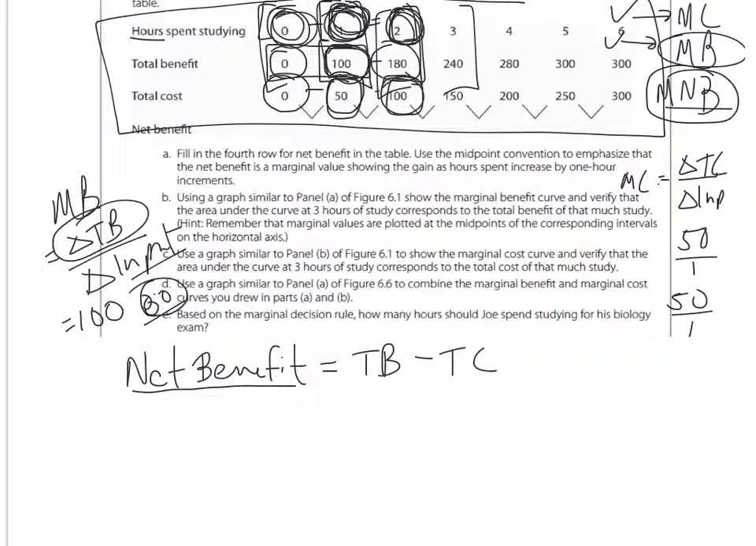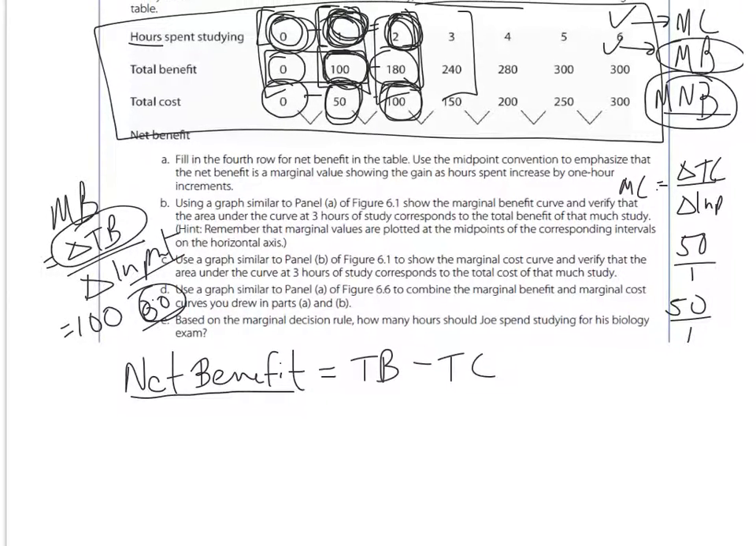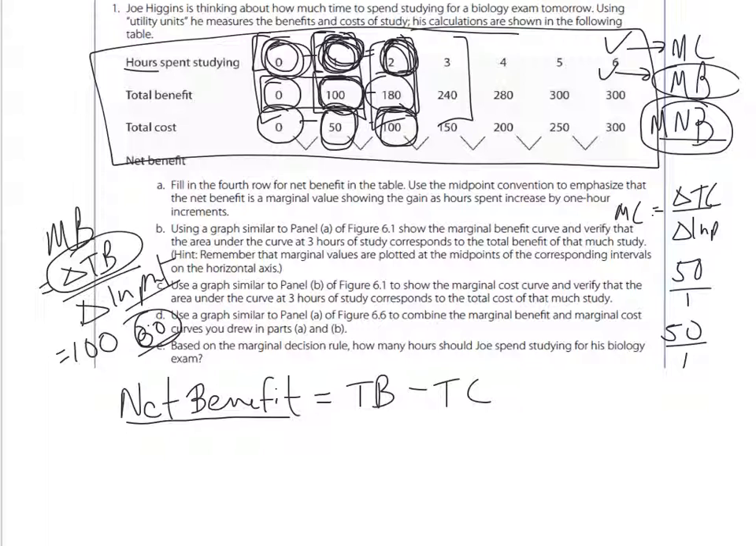Okay, so this is not a change concept. This is a concept dealing with the total. So the easy thing is, let me scroll down just a tad here. If we're looking at the net benefit at 0 hours of studying, it would just be total benefit, 0, minus total cost, 0, so the net benefit is 0.